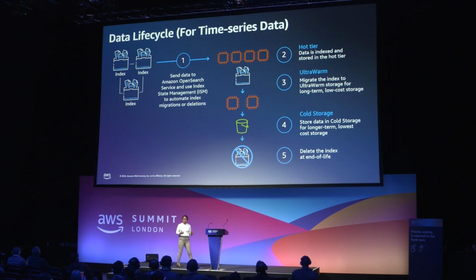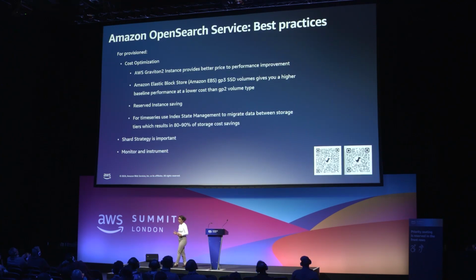So now let's summarize best practices of using Amazon OpenSearch, especially when configuring your instance type for your hot tier. You should choose Graviton2 instance type and GP3 EBS type for better price performance. Use reserved instance for additional cost saving.